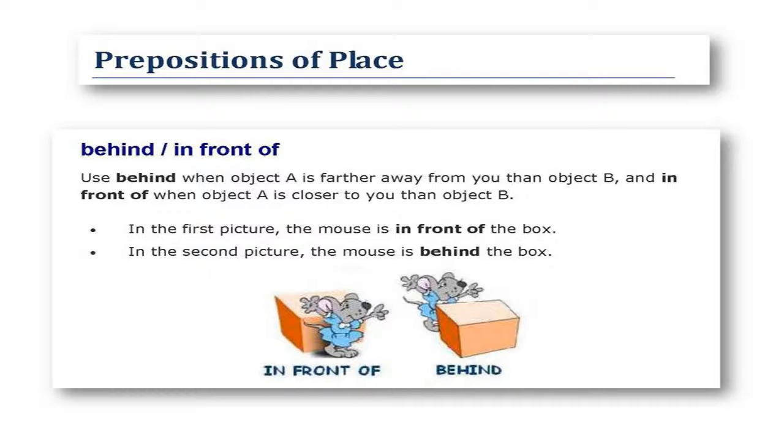Behind, in front of. Use behind when object A is farther away from you than object B, and in front of when object A is closer to you than object B. In the first picture, the mouse is in front of the box. In the second picture, the mouse is behind the box.